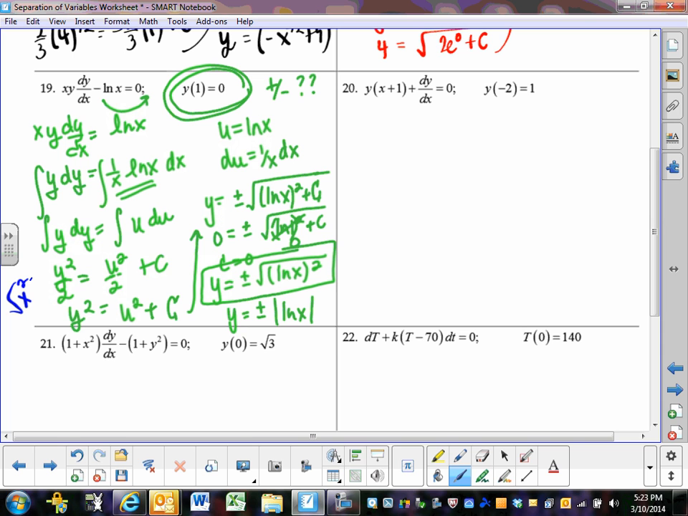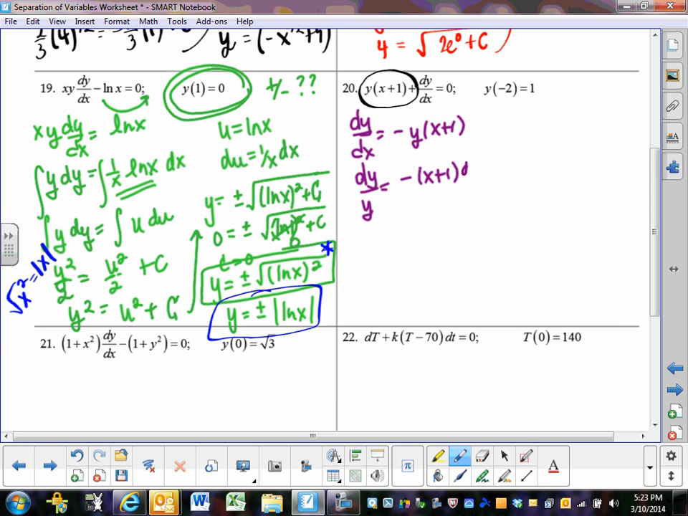Using the initial condition where y is 4 means I have to have the positive square root, because we can't have a positive equal to a negative. So we have a positive square root of 2e to the 0 plus c. That means that 4 has to equal the square root of 2 plus c. If I square both sides, then 16 equals 2 plus c, and c equals 14. But now I am choosing y equal to the positive square root, because we have a positive initial condition, of 2e to the x plus 14.